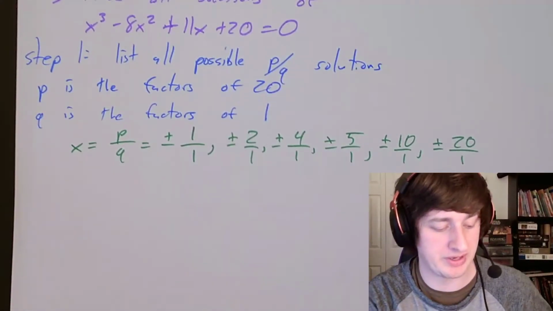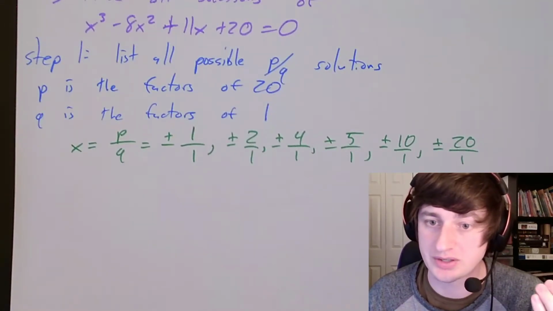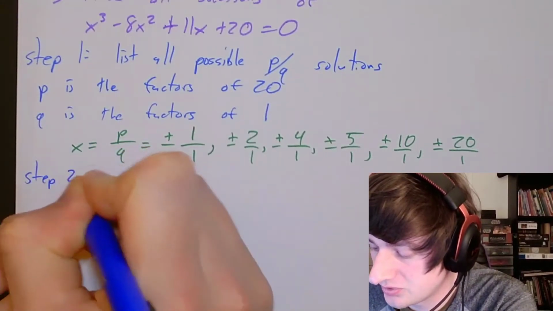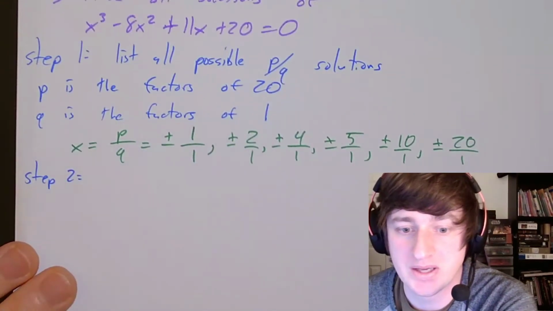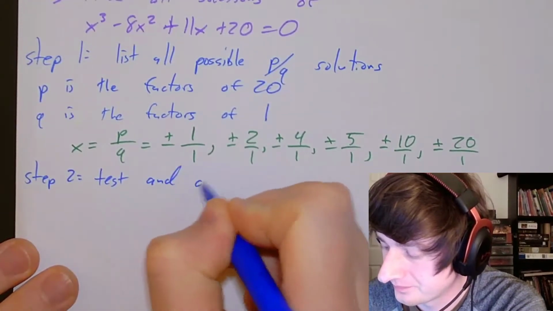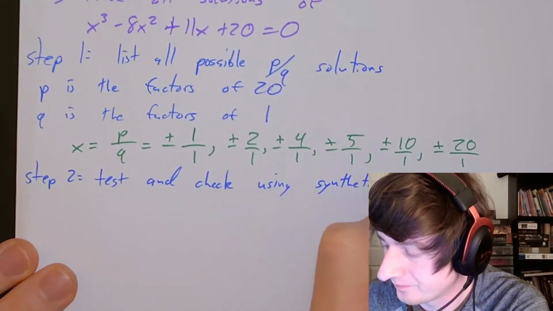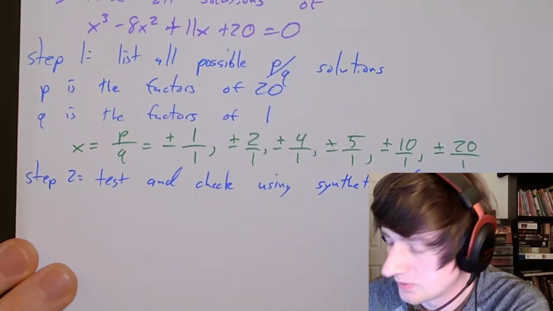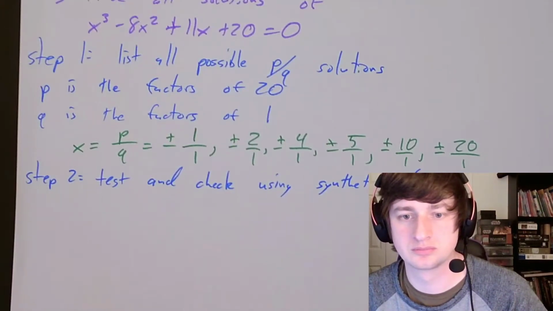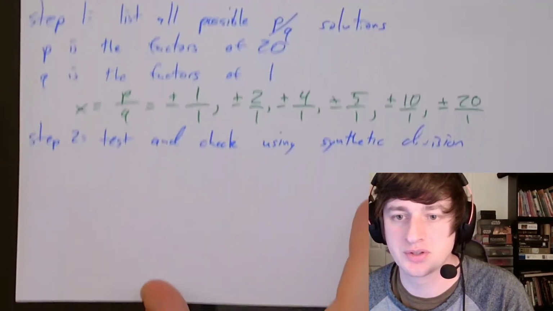So our step 2, now that we listed them all out, all the factors of the constant at the end divided by the factors of the constant at the front. Step 2 is just check them, test and check using synthetic division. Test and check using synthetic division.